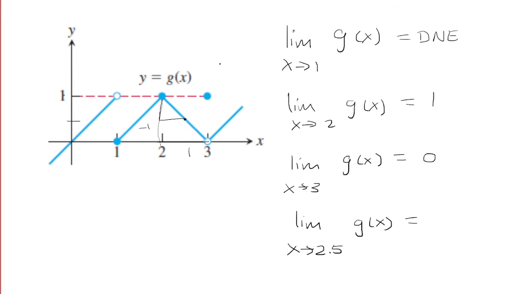So from 1, you go down 1/2. That means the y value now is 1/2. So whether we come in from the left or the right, we're still going to approach the same value, which is 1/2. So that is our limit.